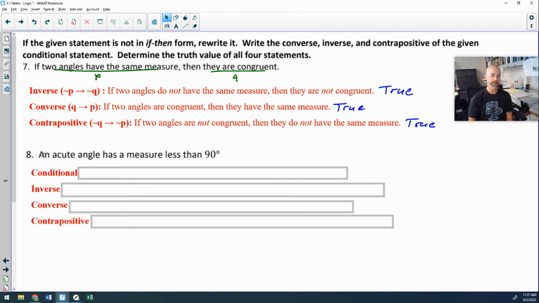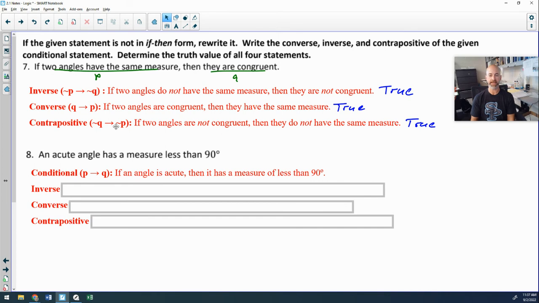Okay, so 8: an acute angle has a measure less than 90 degrees. That one is not in if-then form. It's not a conditional. So the first thing we have to do is write our conditional, if P, then Q. An acute angle has a measure less than 90 degrees. If something, then something. If an angle is acute, then it has a measure of less than 90 degrees. That is true.